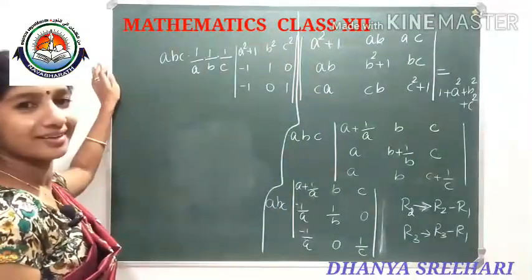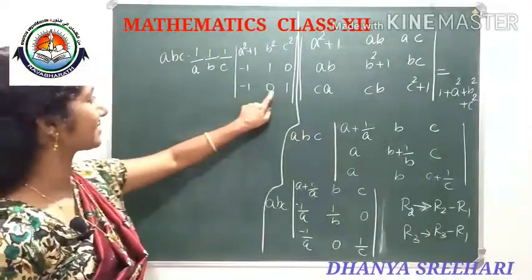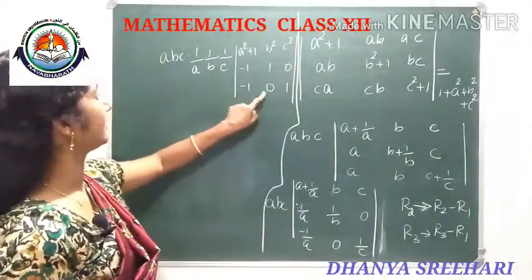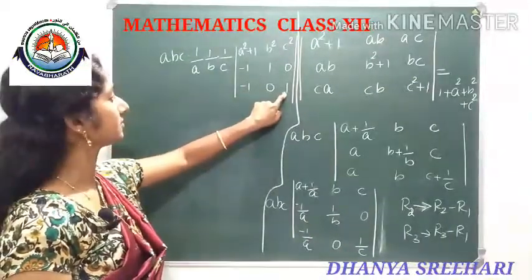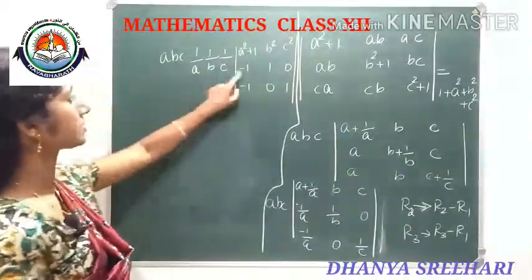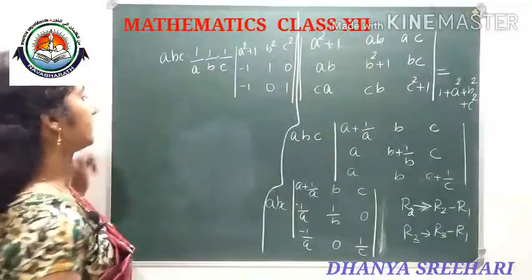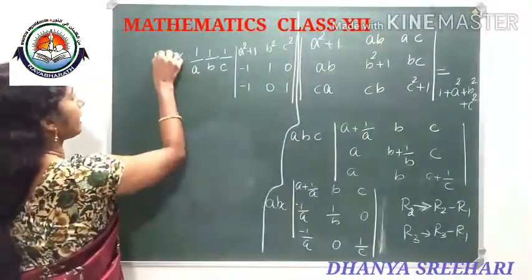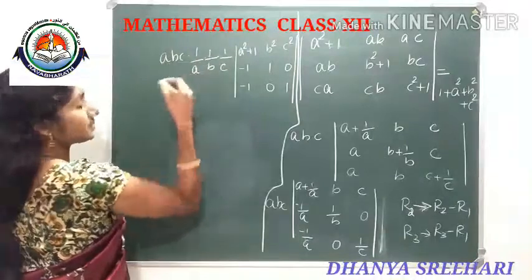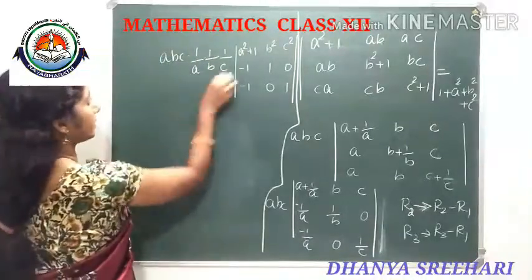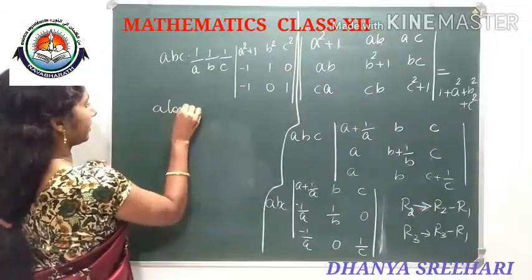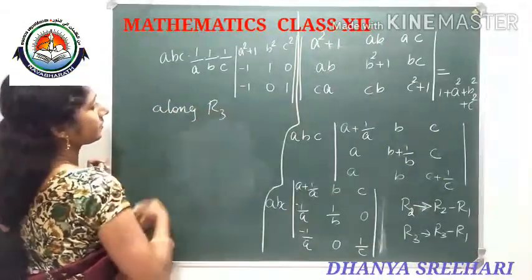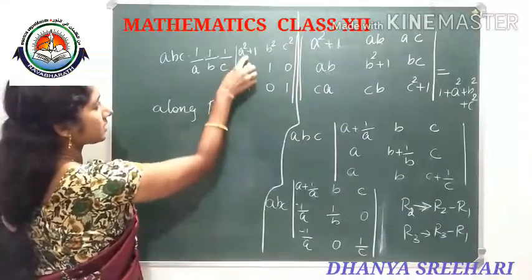Then we can expand, this is very simple. We can expand along R3 or R2 also, no problem, because in R2 one element is 0, in R3 also one element is 0. So I am going to see ABC by ABC becomes 1. So this is 1. So expanding along R3. Along R3 I am expanding. So see, positive, negative, positive.